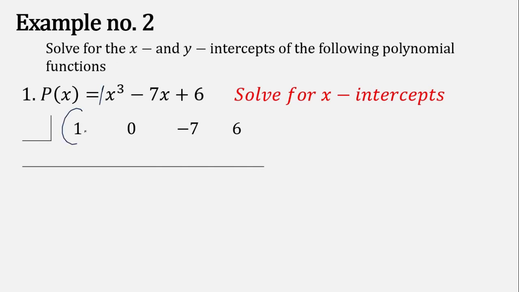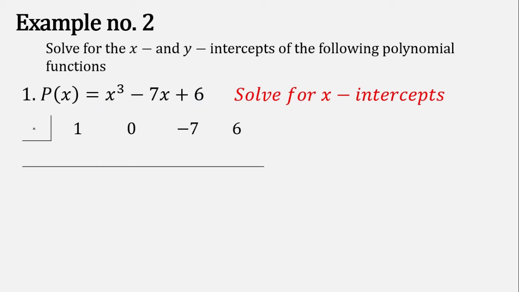Again, I draft the coefficients here. I just get the coefficient of all the terms. We have 0 here for x raised to 2. We have 0x raised to 2. We just fill that out. And I will test a factor of 6 divided by the factor of 1.